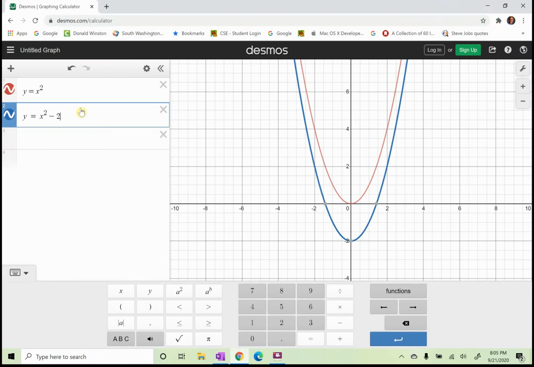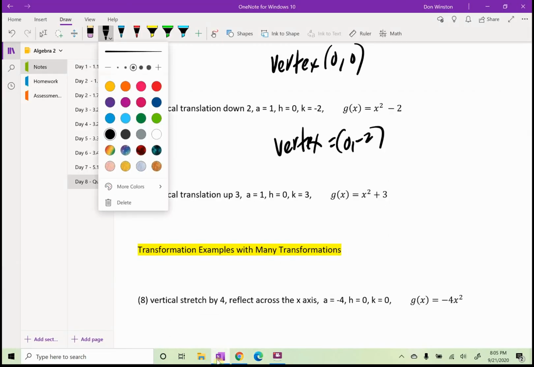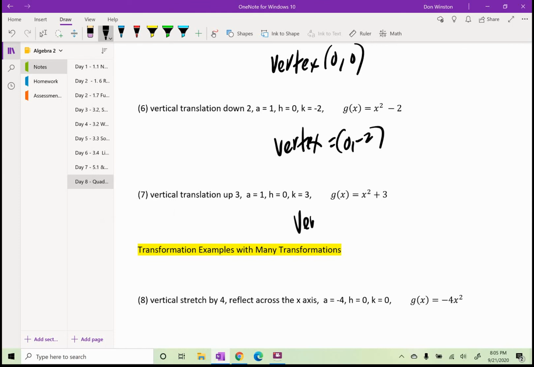So if I just change this to plus 3, you'll see that it moved up 3. Now my vertex is 0, 3. Okay, I moved the vertex up 3. So the vertex equals 0, 3.